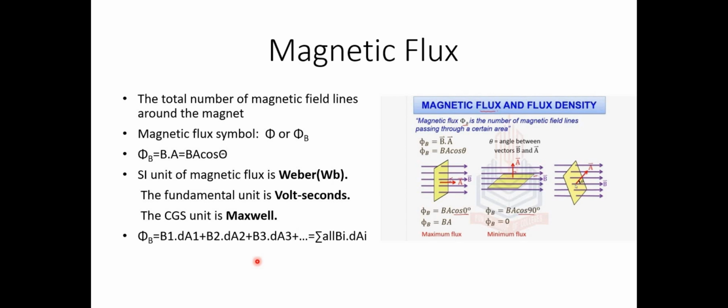And what if we have different magnetic flux values for different areas around the magnet? Then we have to sum up all the magnetic flux values for the different areas around the magnet. That is what we have done here.